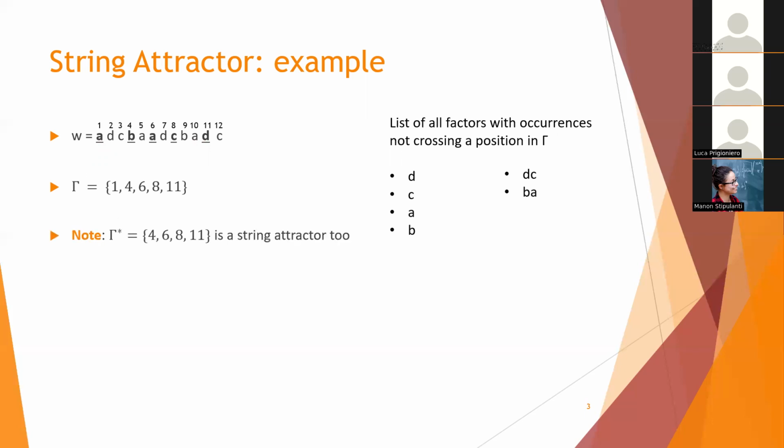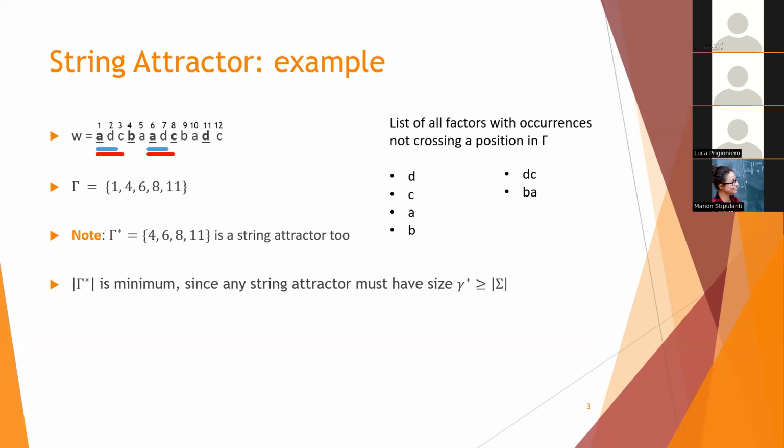However, we want to point out that the set Γ*, which is the same as Γ but without the 1, is a string attractor too. This can be checked because all the factors that cross position 1, and just position 1 among the positions in the string attractor, are also covered by position 6. So we can say that this set is a string attractor.